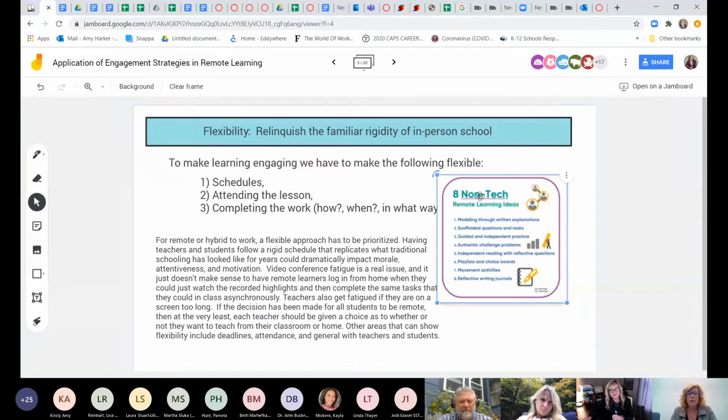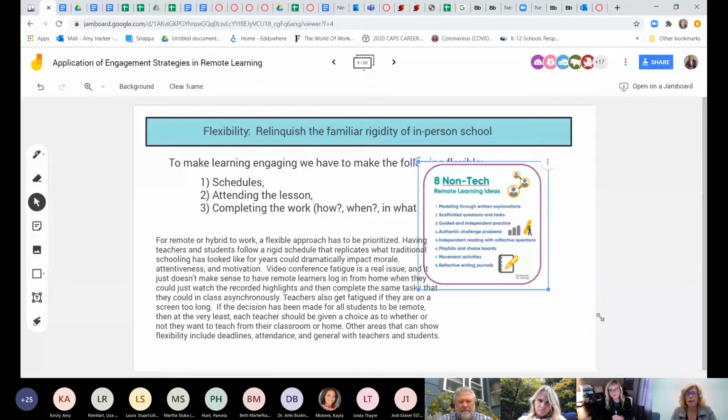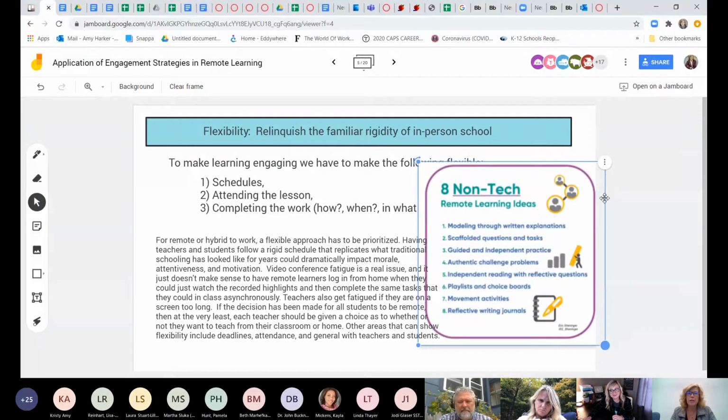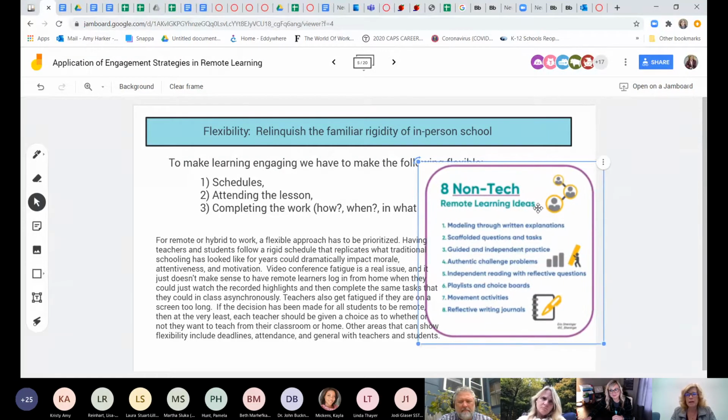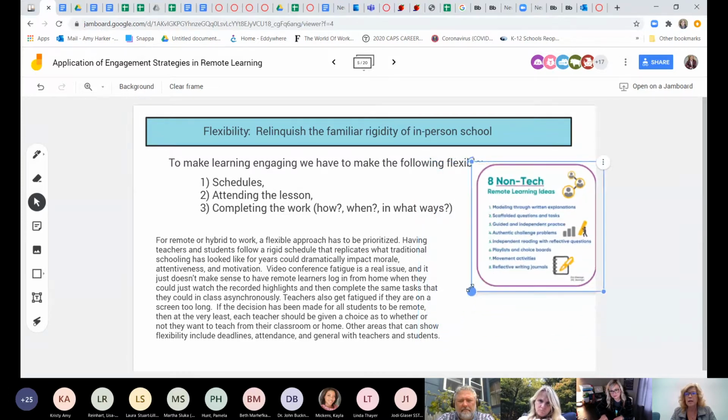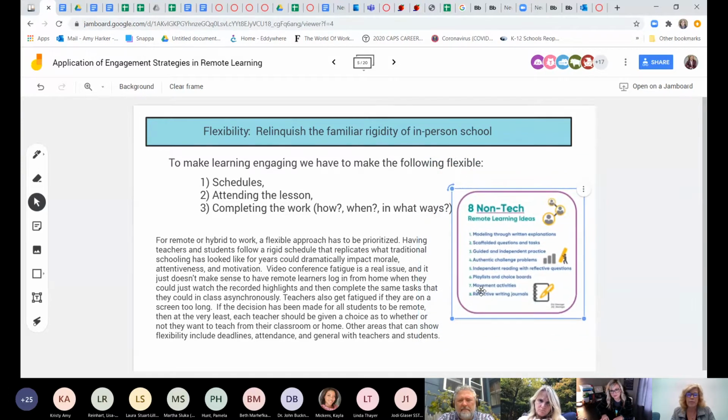So a couple other things about flexibility. We don't always have to use tech for that either. When we're thinking about being flexible, Eric had mentioned these non-tech ways of doing that: modeling through written explanation, scaffolding, guided and independent practice, authentic challenge problems, independent reading, playlists and choice boards, movement activities, and reflective writing journals. Some of those can be done on tech, and some of them can be done asynchronously on their own without using the tech products. That is important.